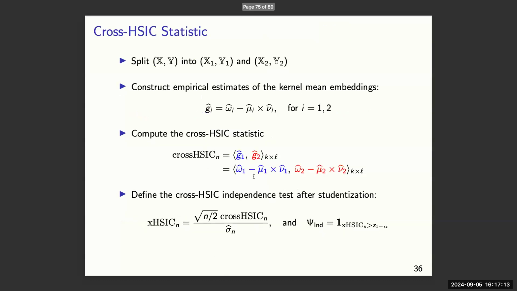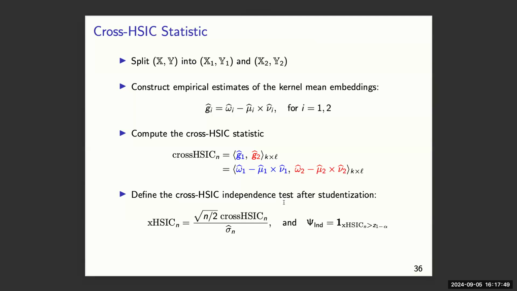So to address that, we will follow the same ideas. You split your data set into 2 equal parts. You construct these 2 independent estimates of the embeddings, g hat 1 and g hat 2. And you take the inner product to get the cross HSIC. And finally, we define the studentized version after constructing an empirical estimate of the standard deviation, sigma hat n. And using this statistic, we reject the null if it exceeds the 1 minus alpha quantile of the standard normal. So Z1 minus alpha is the 1 minus alpha quantile of the standard normal distribution.